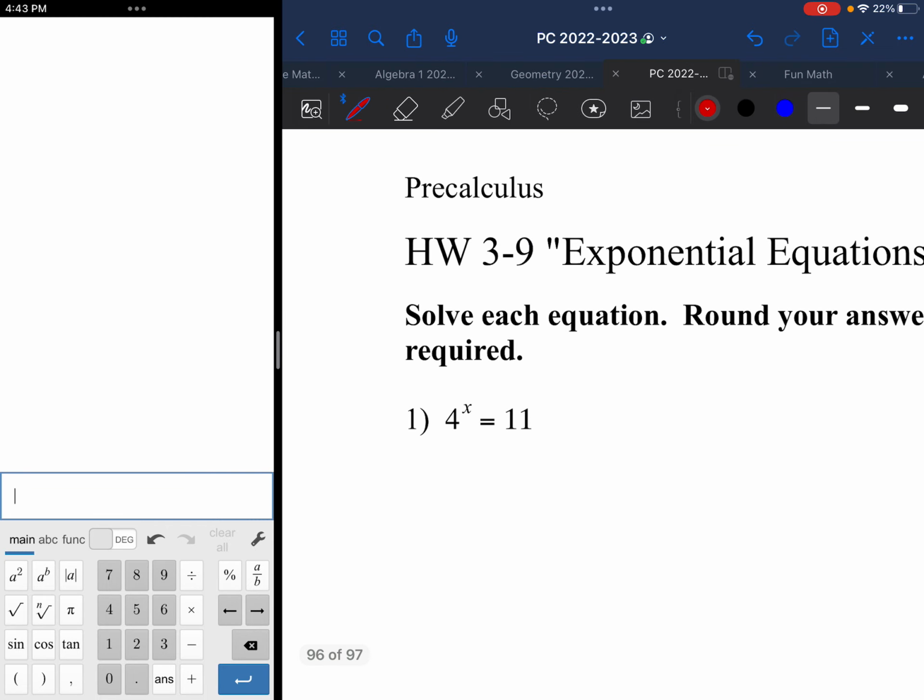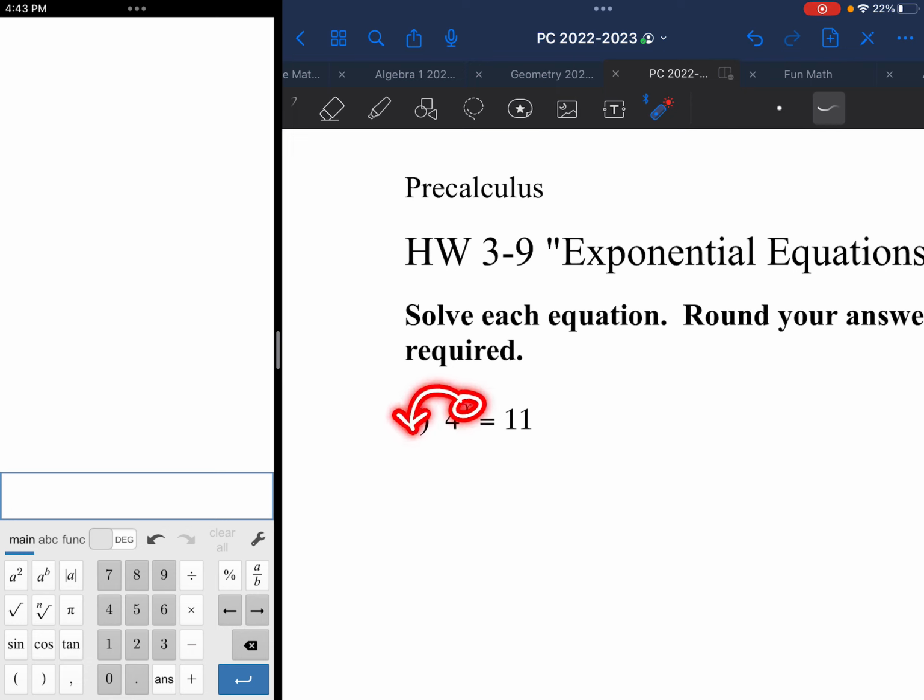The whole idea of this lesson in homework is you have this x that's trapped. It's trapped in the exponent. There's no way to get it down unless we use a logarithm. The logarithm is the tool that kind of unlocks the power to get this x out of the exponent. And I'll show you how to do that.